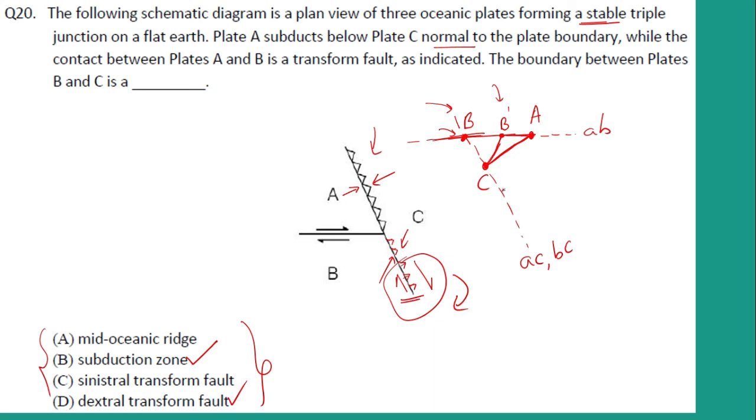And also if you draw this dextral transform fault between B and C, your velocity vector will always coincide with this AC vector, because in the case of a transform fault it always passes through the plate margin just parallel to it. So in both cases it is possible to form a stable triple junction. Hence there are two options, B and D. Earlier D was the only answer in the first answer key, but in the revised one they have added B as well, because it completely makes sense.